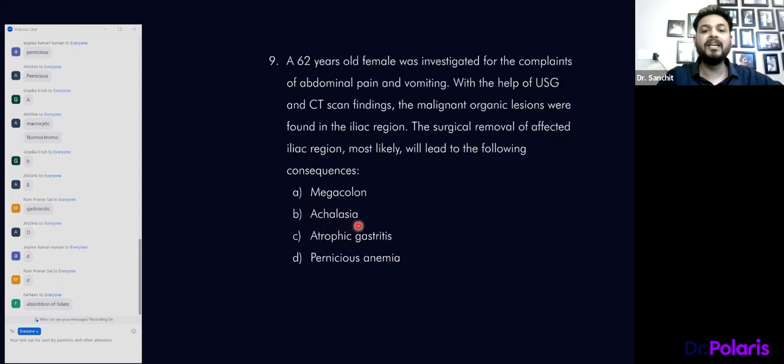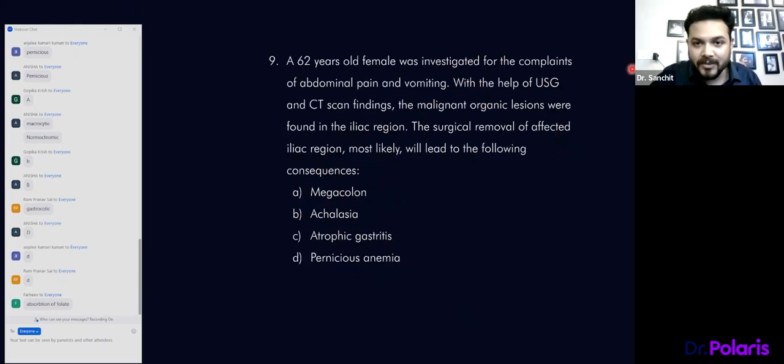Achalasia happens to be inside my esophagus, so it is not at all related to any ileal resection. And megacolon is where the particular intestinal segment becomes 3 to 4 times larger than normal. Okay, it becomes distended, that is why we call it megacolon. It happens because of lack of neurons in the myenteric plexus, they are lost, and that is why it becomes distended. So all of these three things cannot happen. The only thing that can happen is pernicious anemia.